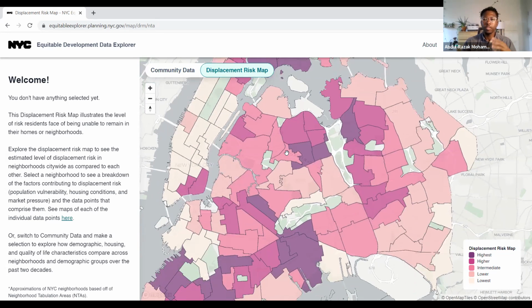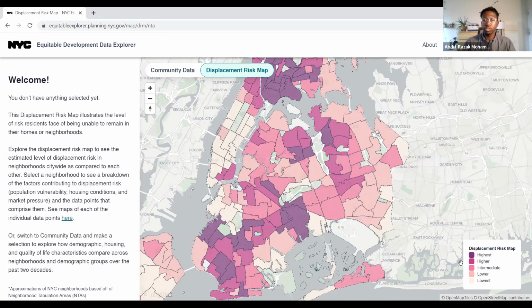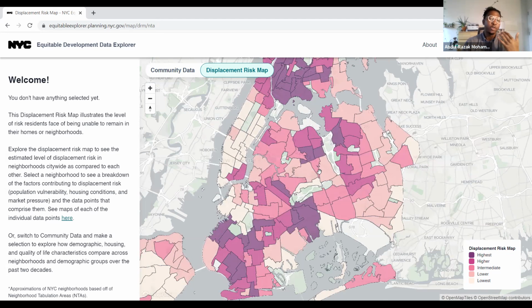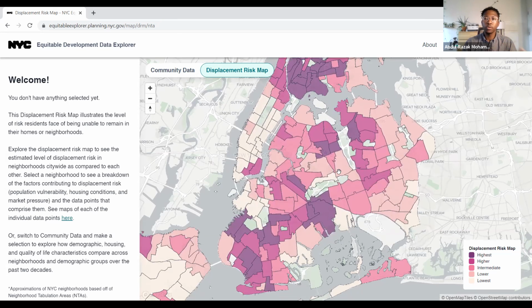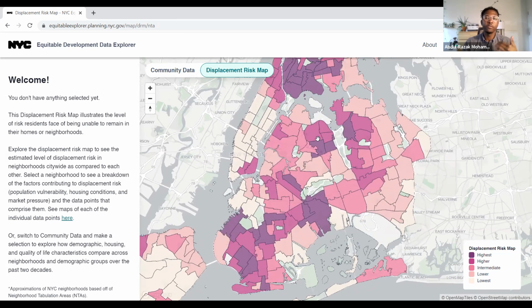Then when you also think about the colors, you'll see on the little legend here on the bottom right that it says displacement risk map, and then it moves between highest and lowest. That highest and lowest corresponds to either highest or lowest displacement risk level. And so when you see those colors on a different geography or different neighborhood here, that's telling you what the level of displacement risk is for each of the neighborhoods.